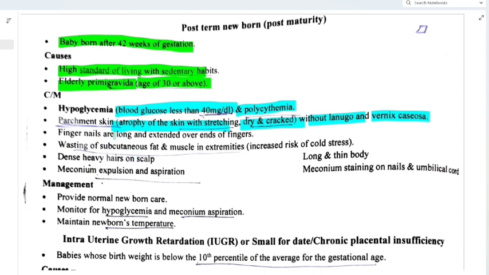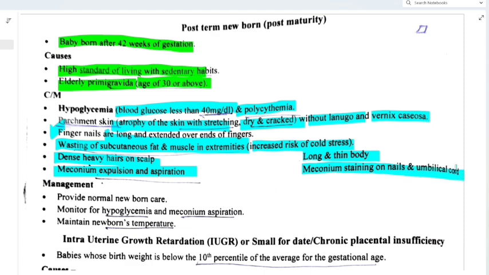Then fingernails are long and extend over the ends of the fingers. Now wasting of subcutaneous fat and muscle in the extremities. Then increased risk of cold stress. This post-term baby will be at risk of cold stress because there is wasting of subcutaneous fat and muscle in the extremities. Okay. Dense heavy hair on the scalp. Then meconium expulsion and aspiration. Long and thin body. Meconium staining in nails and umbilical cord.